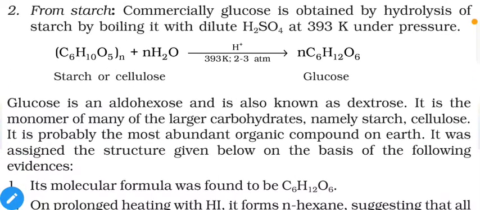Second is from starch. Commercially, glucose is obtained by hydrolysis of starch by boiling it with dilute H2SO4 at 393 Kelvin temperature under pressure. Starch or cellulose are polymers of glucose. Multiple glucose molecules are joined together to form starch or cellulose. They contain C6H10O5 repeating units, and when they react with H2O, because of hydrolysis, they produce glucose molecules. By this method we can obtain a comparatively large amount of glucose and it will be pure.